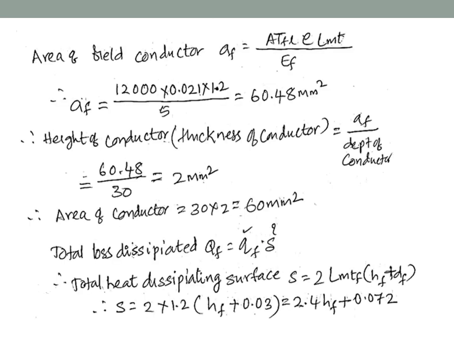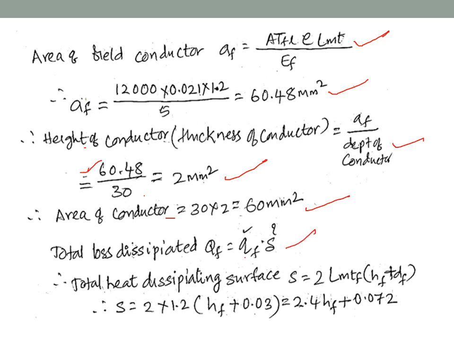This can be obtained once you find the cross-sectional area of the conductor. The area of the field conductor, AF, is given by this basic equation, so you can find the area using this one. The height of the conductor, that is the thickness of the conductor, is area divided by depth, because area is equal to depth and height; both you have to multiply. The depth of the conductor we know is 30 mm. The height can be found using area divided by depth, 2 mm square. So the area of the conductor is equal to 60 mm square. So the loss dissipated, QF, is equal to the specific dissipation multiplied by the surface area.